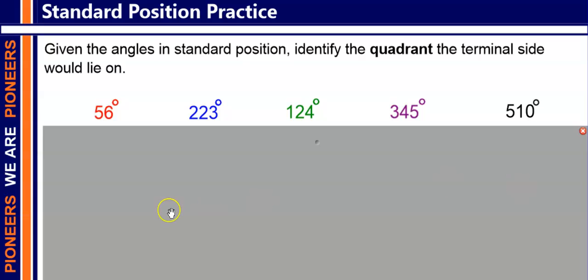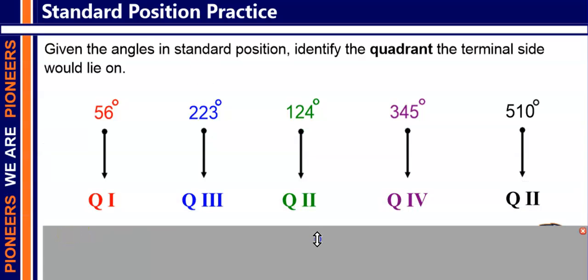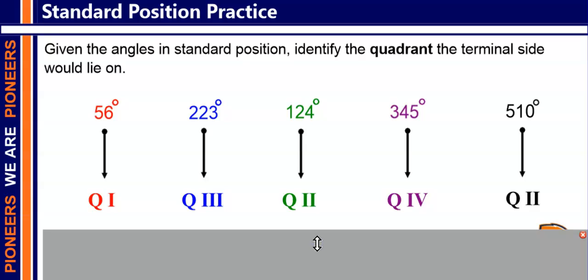And you're back, hoping that you've already tried this on your own. So go ahead and check your answers with mine on the screen. So 56 is in the first quadrant, 223 is in the third, 124 in the second, 345 in the fourth, and 510 in the second.